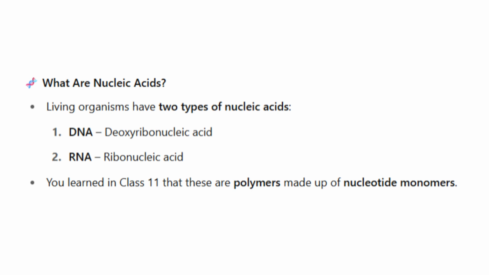What are nucleic acids? Living organisms have two types of nucleic acids: DNA, deoxyribonucleic acid; RNA, ribonucleic acid. You learned in class 11 that these are polymers made up of nucleotide monomers.